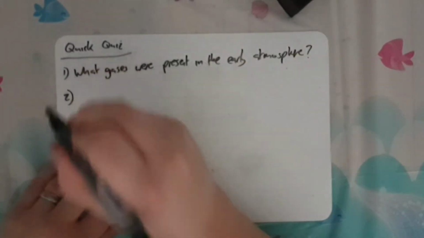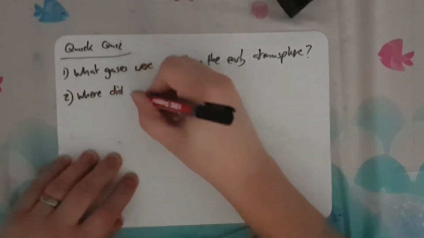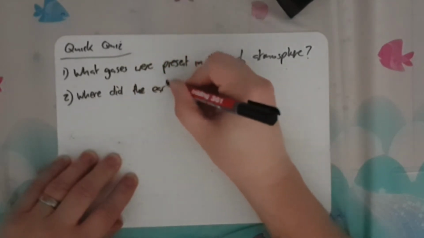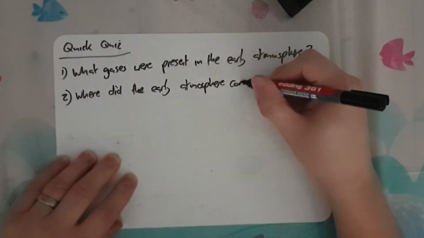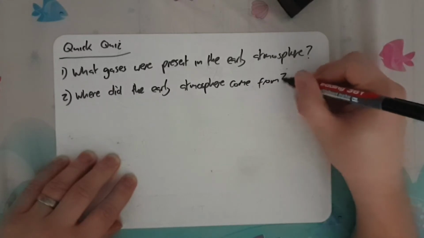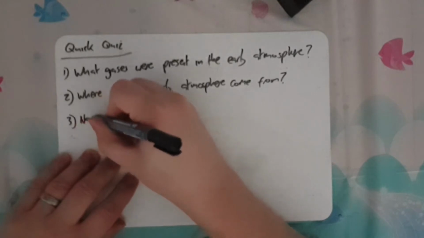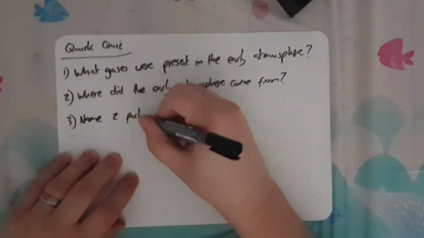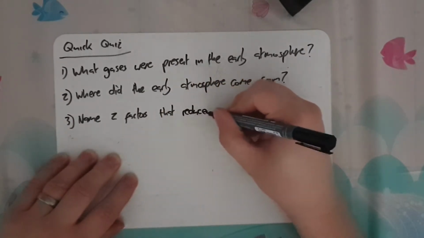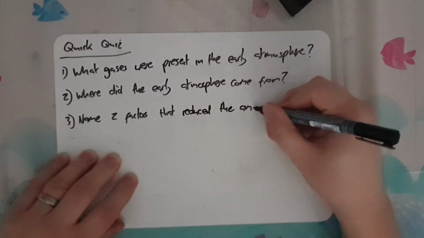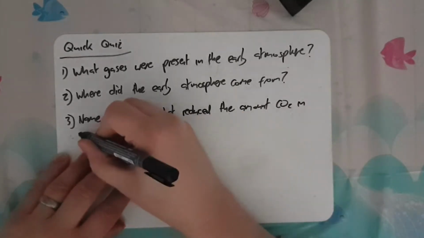Okay, question 2 is, where did the early atmosphere come from? Question 3 is, name 2 factors that reduce the amount of carbon dioxide in the atmosphere. So name 2 factors that reduce the amount of CO2 in the atmosphere.